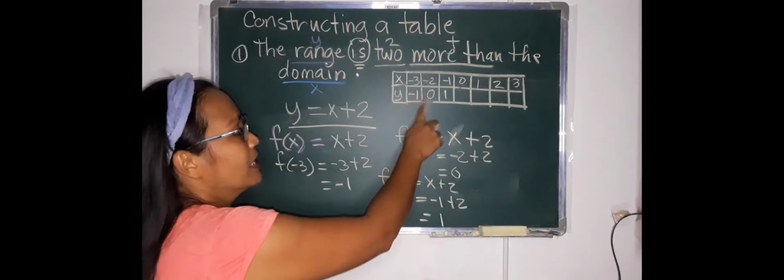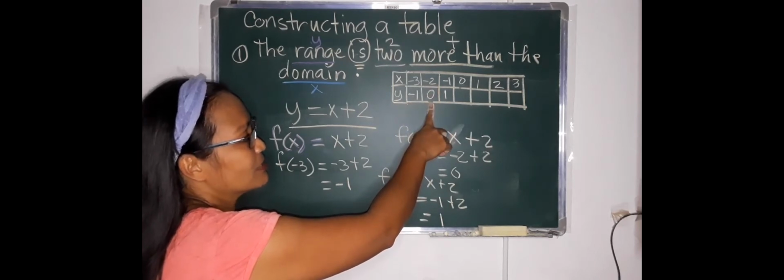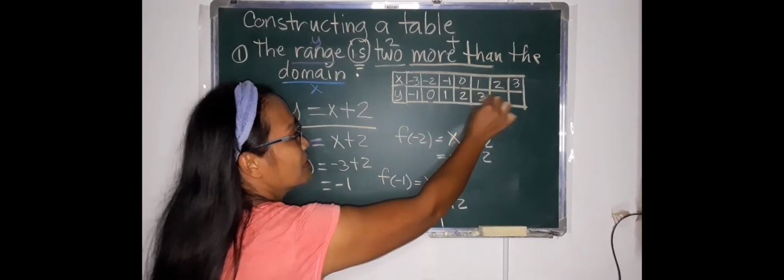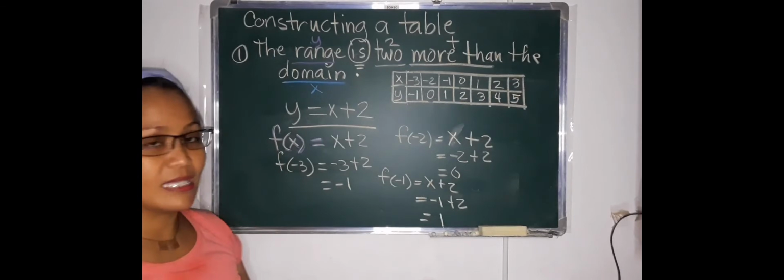So, ibig sabihin, 1 lang ang differences nila. So, negative 1 plus 1, 0. 0 plus 1, 1. 1 plus 1, 2. 2 plus 1, 3. 3 plus 1, 4. 4 plus 1, 5. So, that is your table.